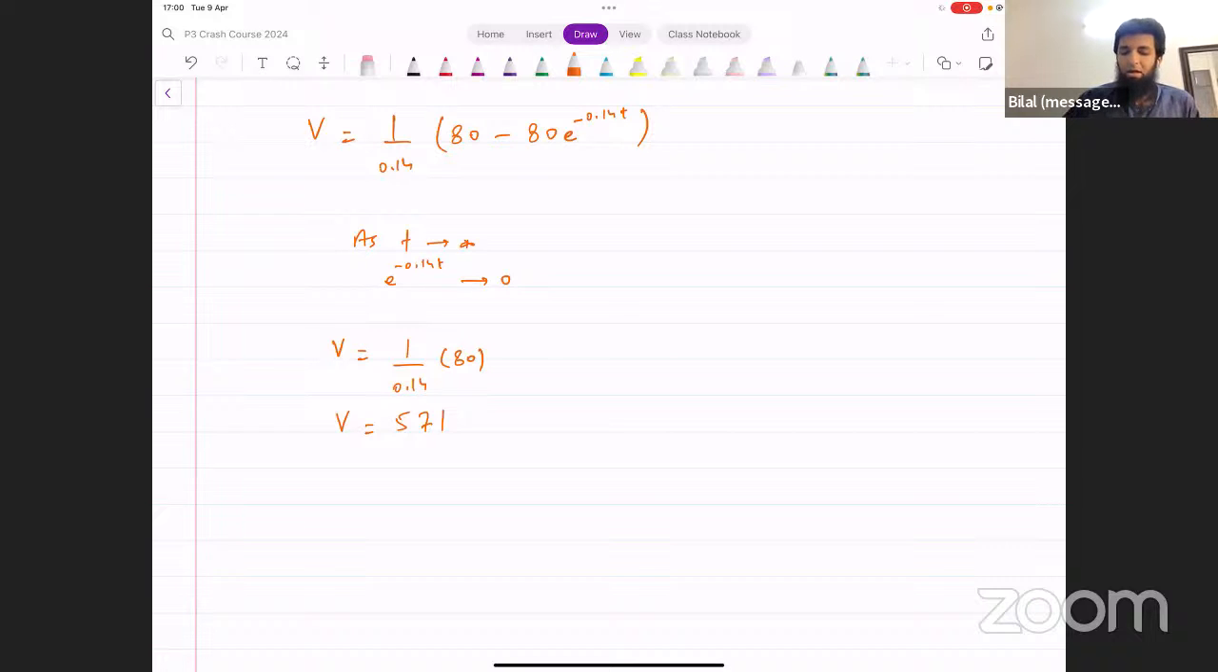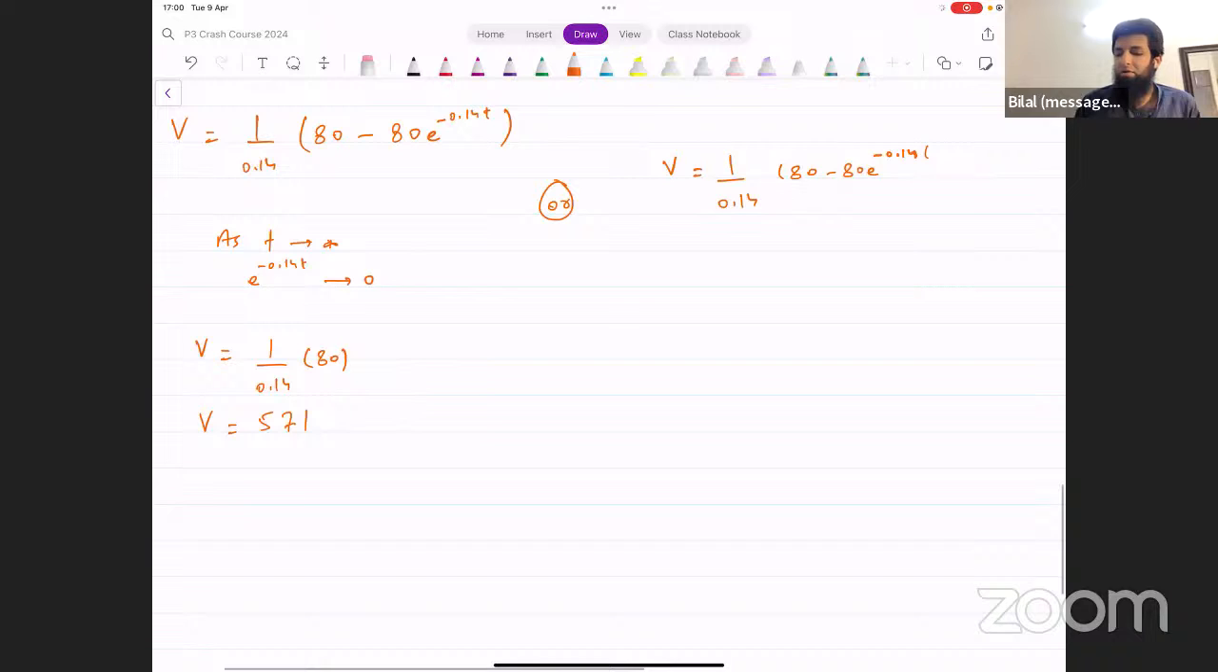Okay. Or you could do that other method as well. You could input a large value of t here. You could say V equals 1 over 0.14 into 80 minus 80 e raised to the power minus 0.14, and replace t with a large value, maybe 999, and see what that gives you. That will give you something very close to this as well, 571. And that's your final result. Okay.